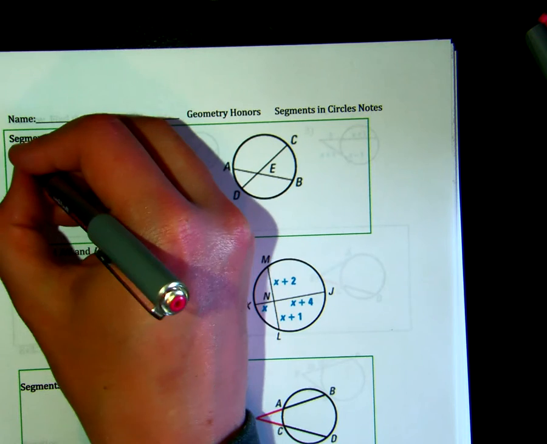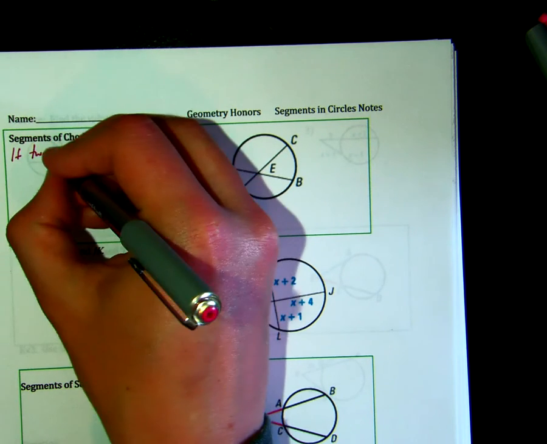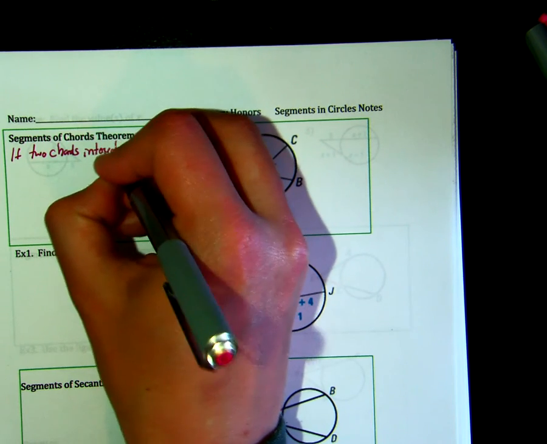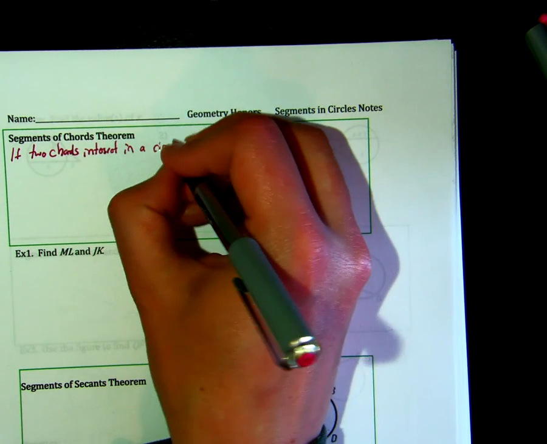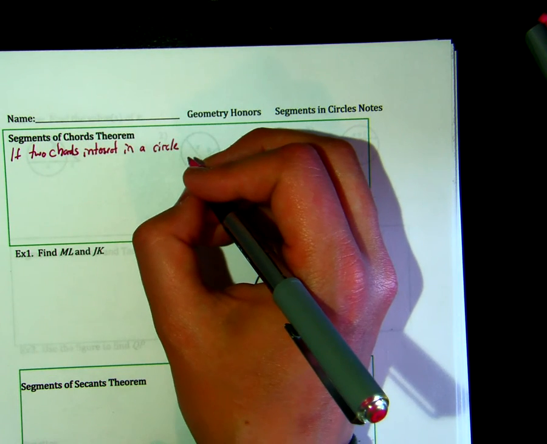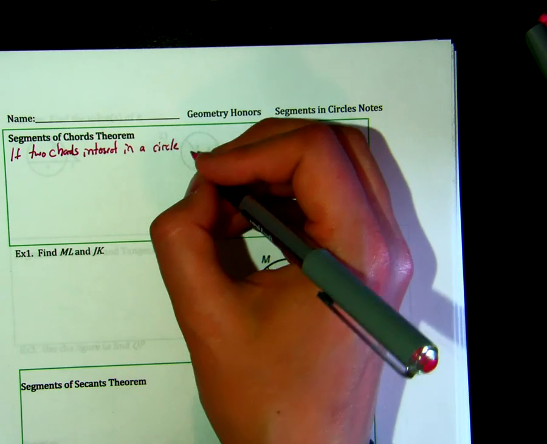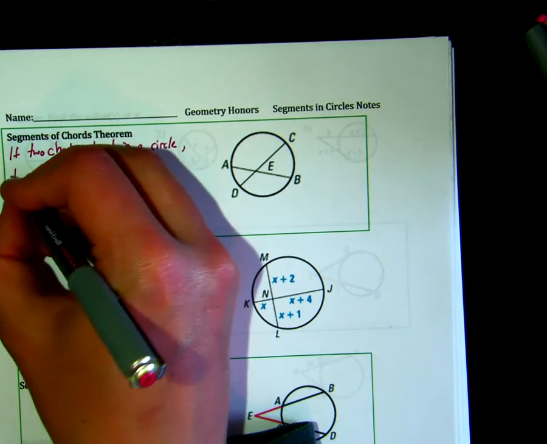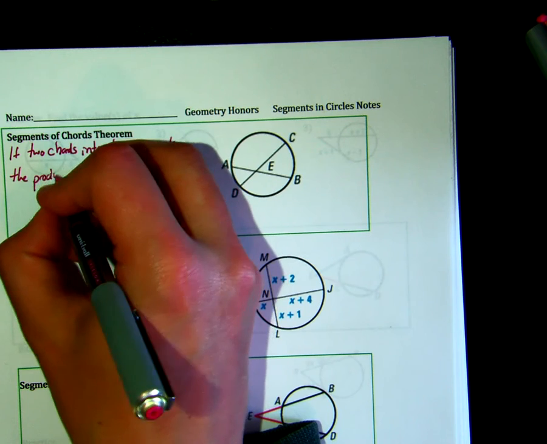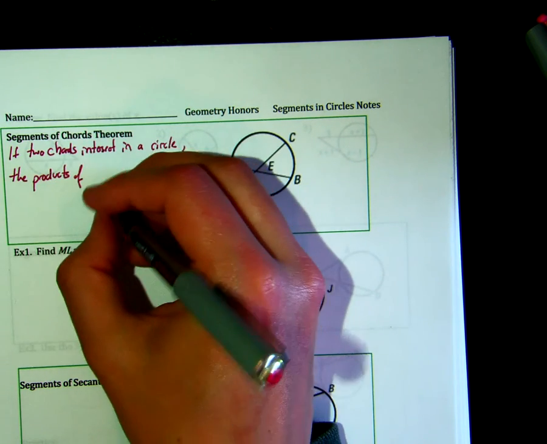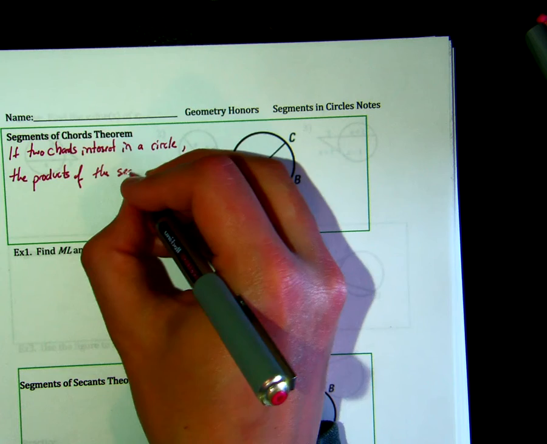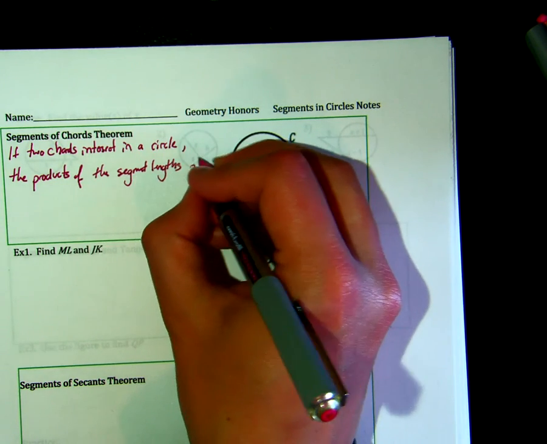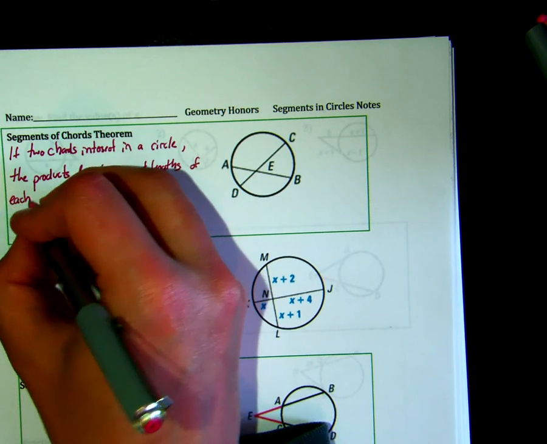And that pattern is that if two chords intersect in a circle, okay, we'll do some intersecting segments outside of the circle next. But if the two segments intersect inside of the circle, okay, the products of the segment lengths of each chord are equal.